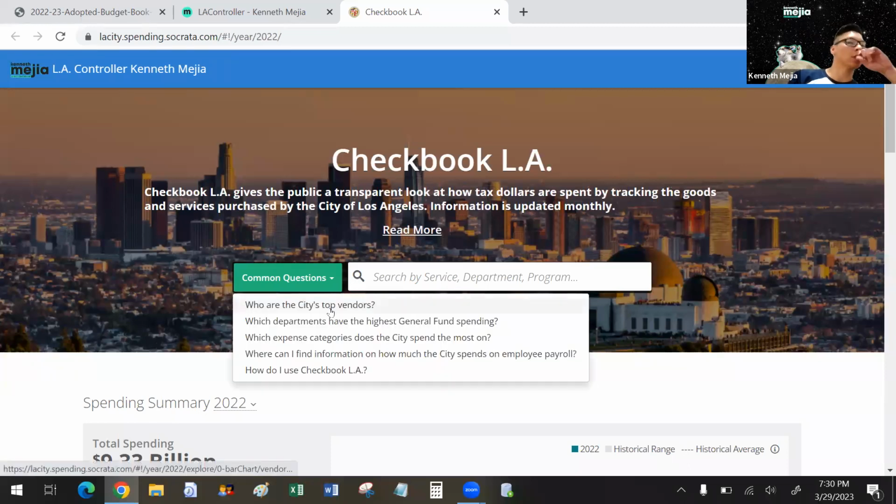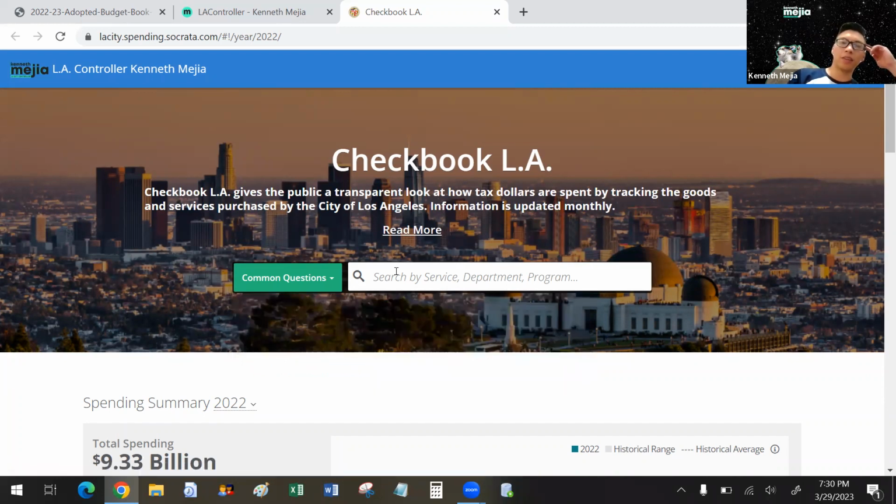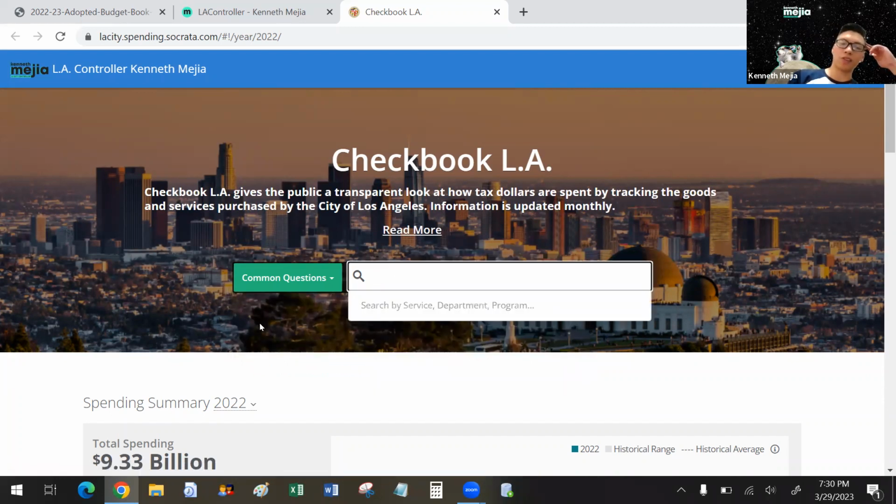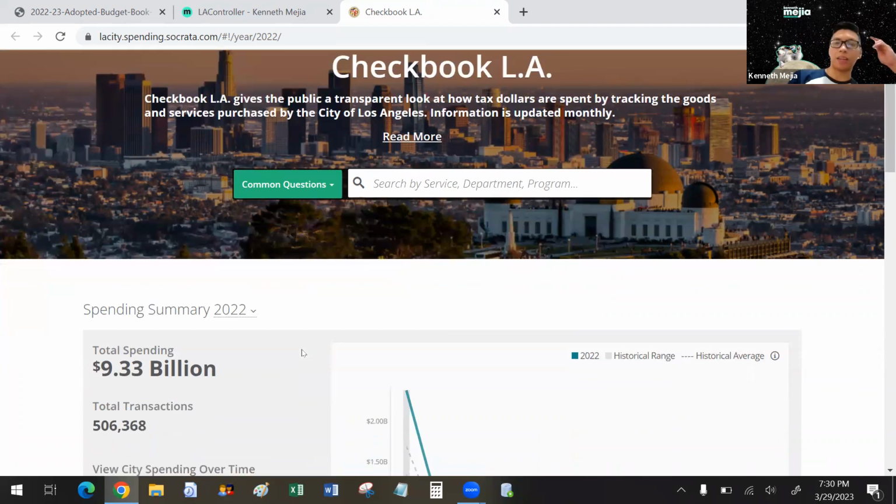There are common questions. Who are the city's top vendors? What expense categories do we spend the most on? Which departments have the highest general fund spending? But here you could search pretty much anything. If you wanted to search for a vendor, see how much money we spent, you can easily just go there and click. But I'll get back to that later.